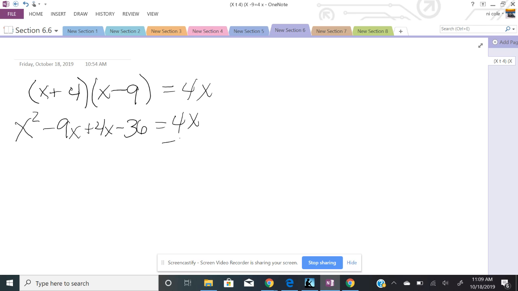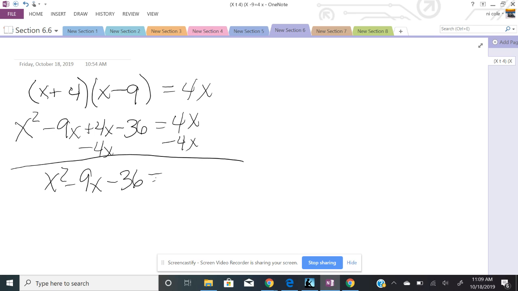Okay, I'm going to subtract 4x, subtract 4x. So in the end, I'm left with x squared minus 9x minus 36 is equal to 0. Okay, it turned out that these two canceled, but they may not always cancel. So you might just have to combine like terms. So you might have to do minus 9 plus 4 minus 4 kind of thing and combine.